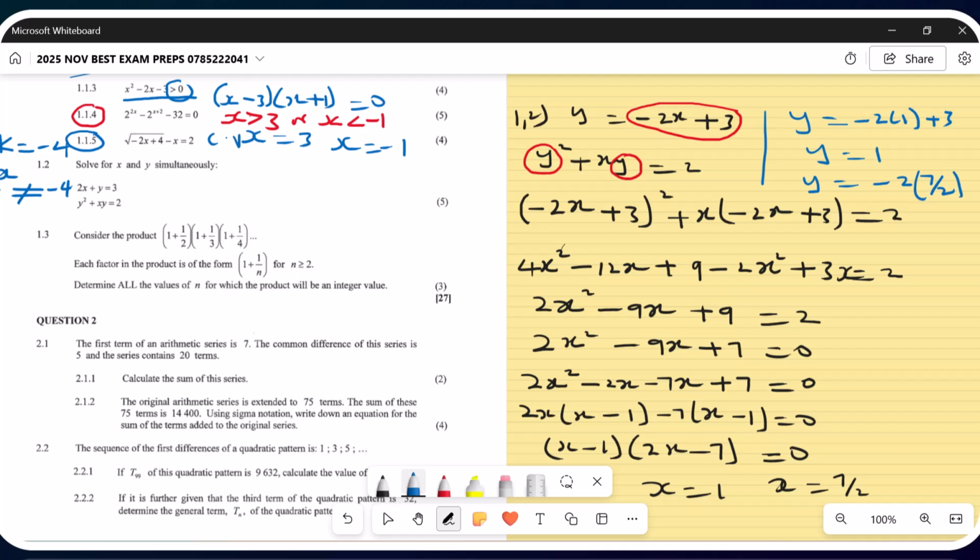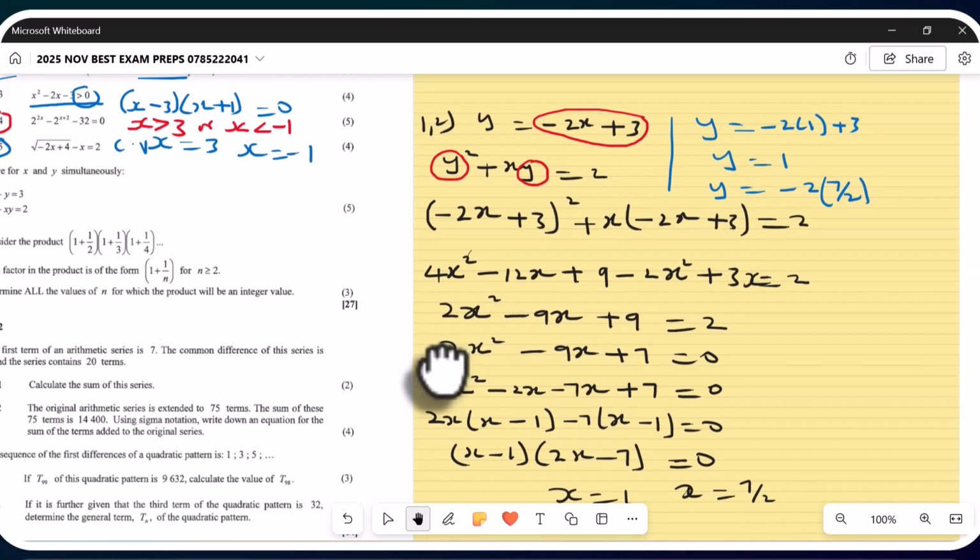Now, because my intention is to get all the learners on board, I'm going to skip question 1.3. If you want it, please inbox me. Okay, now that is question 1, which is for November 2024.